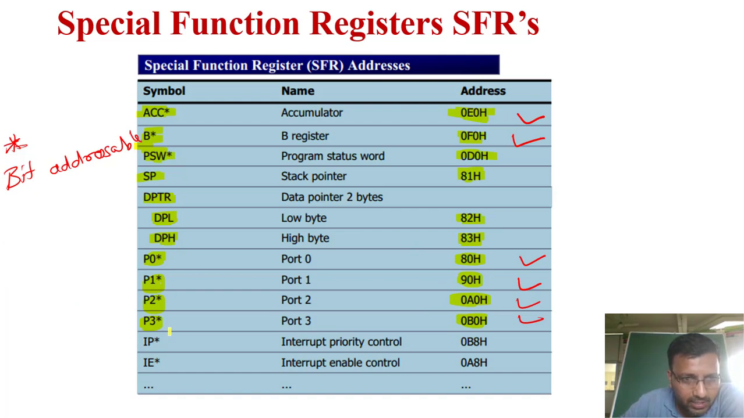Okay, then we have interrupt priority. IP stands for interrupt priority register. Again this is bit addressable and its location is 0B8H. Then the interrupt enable register is there. This is for interrupt control, located at 0A8H.